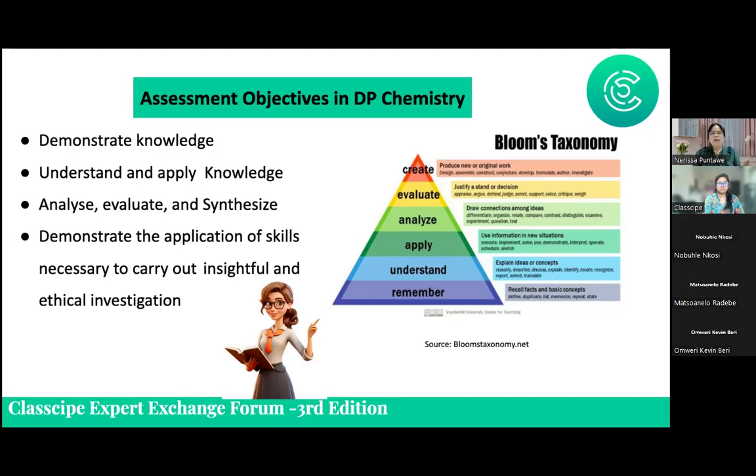Now, what we want our students to develop is most of the higher order thinking skills, because that will benefit them not only in the exam, but also in their internal assessments.